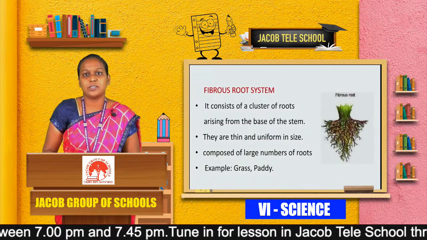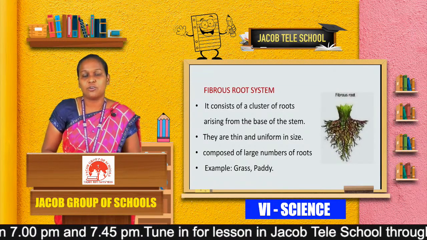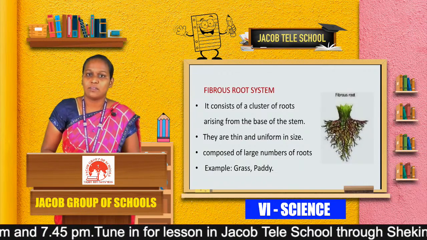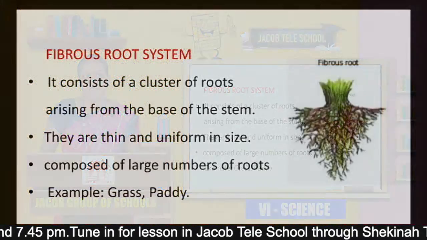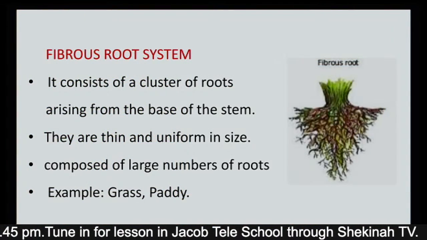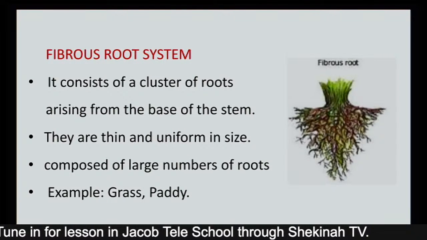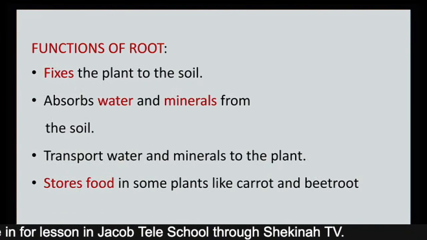So what is the fibrous root system? The fibrous root system consists of a cluster of roots arising from the base of the stem, and they are thin and uniform in size. They are composed of a large number of roots. Examples for the fibrous root system are grass and paddy.